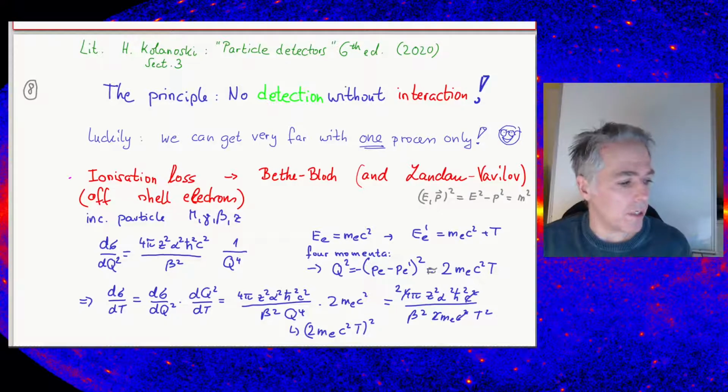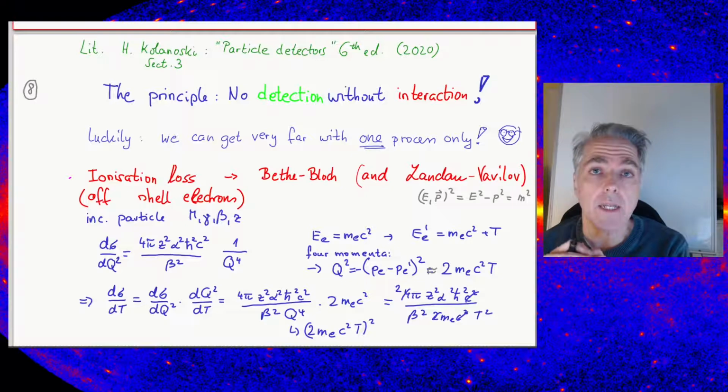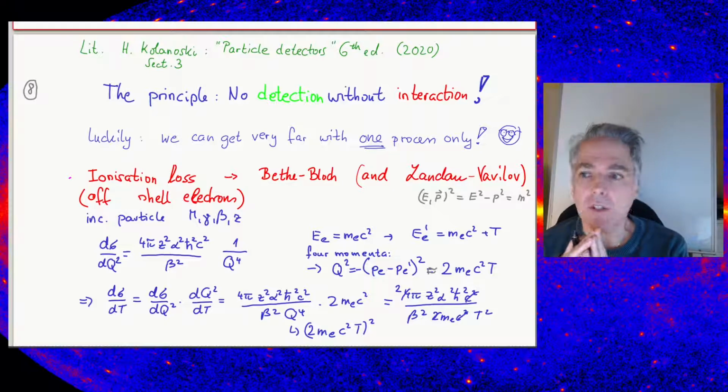So let's start with a very brief discussion on the underlying interaction principles, because every detection requires an underlying interaction. So there's no detection without interaction. And luckily, most of the detector components we can understand by looking at one single type of interaction. We will have to introduce 2 more later on for the calorimeter, but for the tracker, for example, it's perfectly sufficient to just discuss ionization losses.